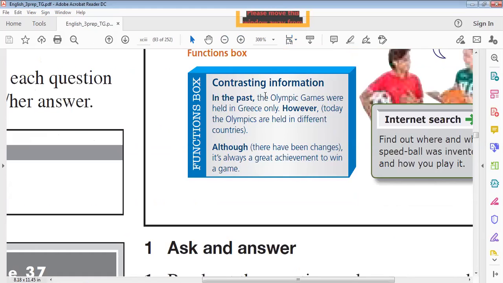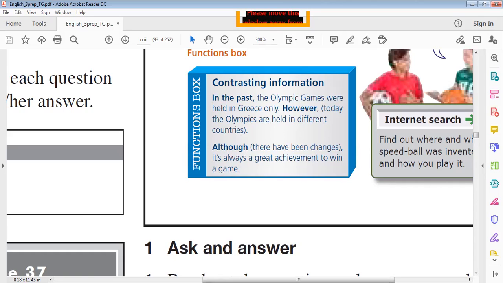Like this, in the past, the Olympic Games were held in Greece only. However, we will use here however and although. Both of them we can use in order to make a contrast, to tell you a piece of information which contrasts. However, today the Olympics are held in different countries. Although there have been changes, it's always a great achievement to win a game. So, however and although we can use them to give contrasting information.